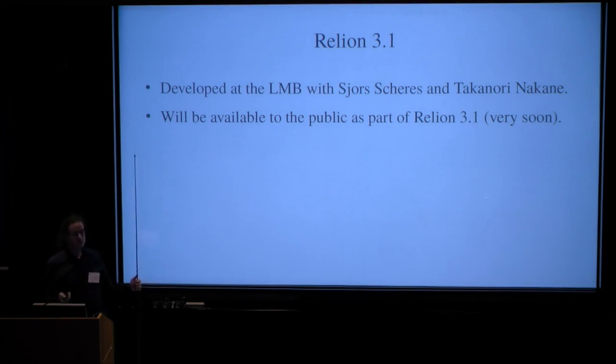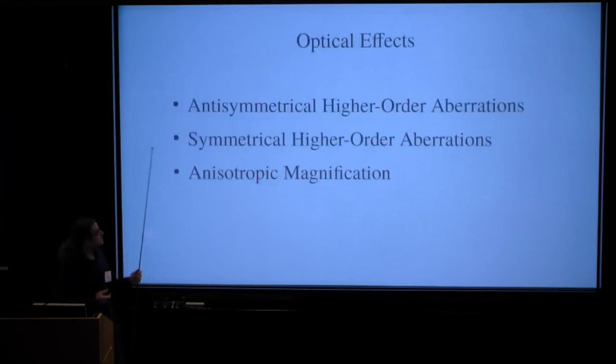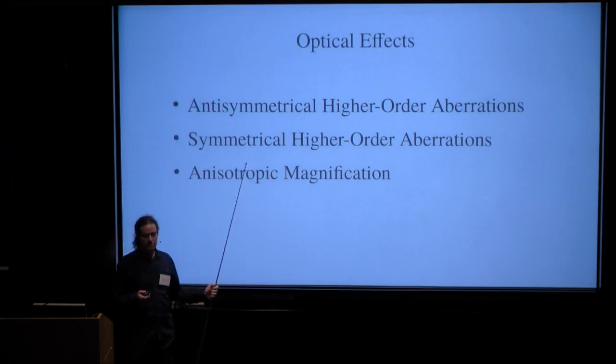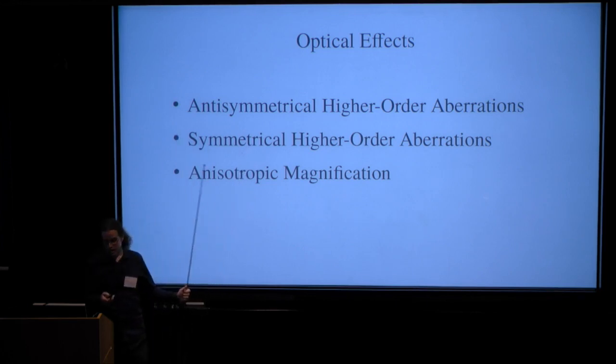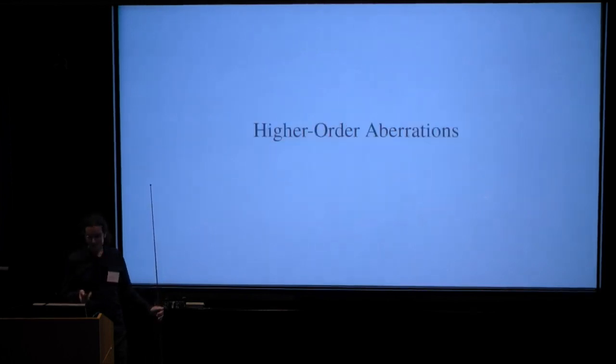So all of this will be available to the public very soon with the next release of Relion 3.1, possibly next month already. So the specific effects that I will talk about are two types of higher order aberrations, symmetrical and antisymmetrical ones, and anisotropic magnification. So let's begin with the aberrations.